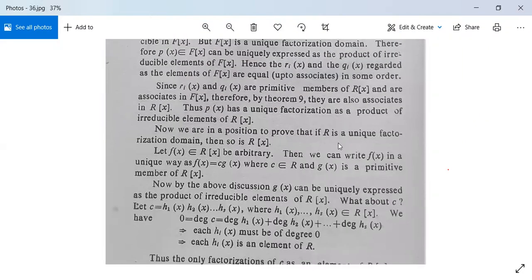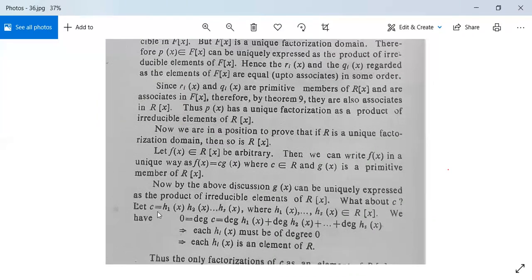Now, we are to prove that if R is a unique factorization domain, then so is R[x]. Let f(x) belonging to R[x] be arbitrary. Then we can write f(x) in a unique way as f(x) = c g(x), where c belongs to R and g is a primitive member of R[x]. Now, g can be uniquely expressed as the product of irreducible elements of R[x].